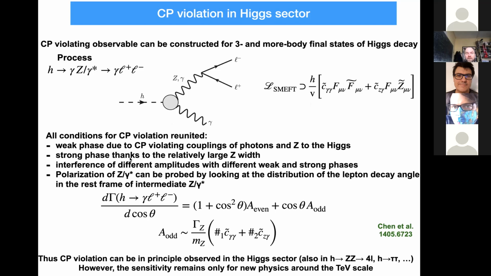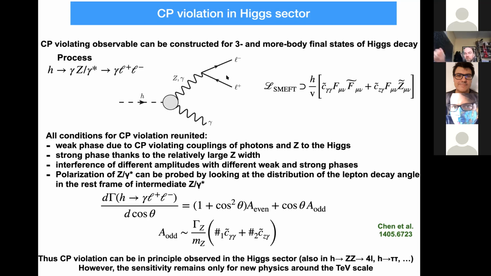And then indeed, in this case, you can also look at the polarization of the Z by looking at how the Z decays into leptons. And the point is that now you're dealing with the leptons well separated in the detector, and you can look at all the angles. So you have a good control of the angle.